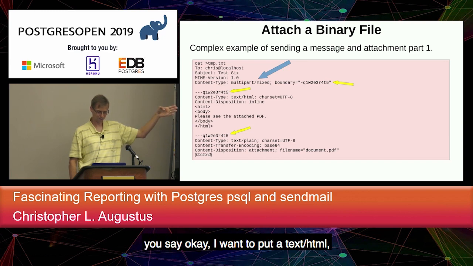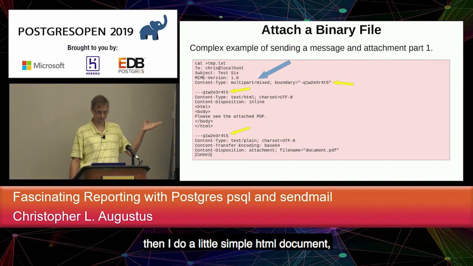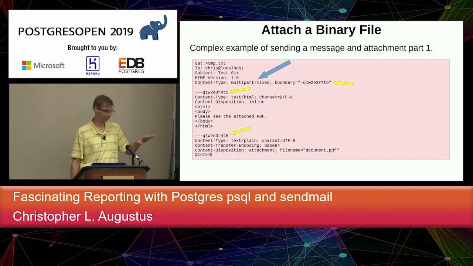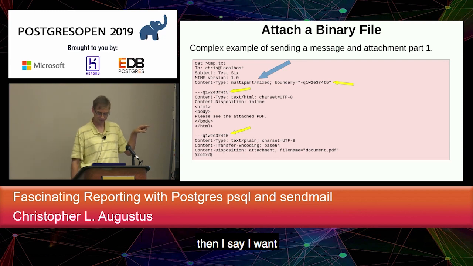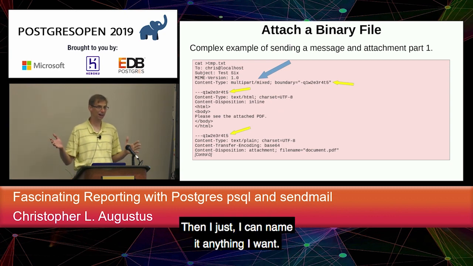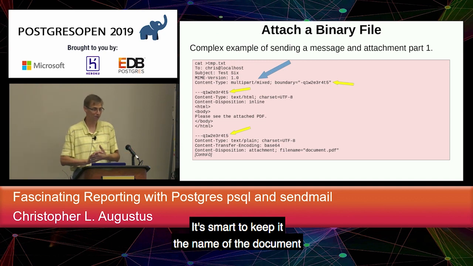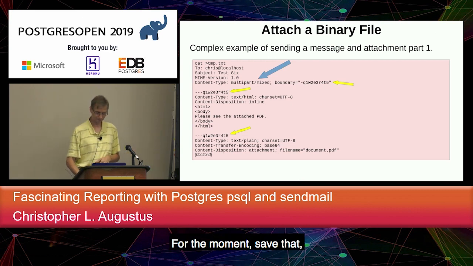So after the first boundary, this looks familiar. You say, okay, I want to put a text/html charset, disposition inline still, and then I do a little simple HTML document, end of HTML document. There's the important boundary again. And then I say, I want a text/plain UTF-8, a base64 encoding, and content disposition is no longer inline, it's an attachment. And then I can name it anything I want. It's smart to keep it the name of the document you want it to be. In this case, I'm going to try to send a PDF. For the moment, save that, because we're going to go to part two.